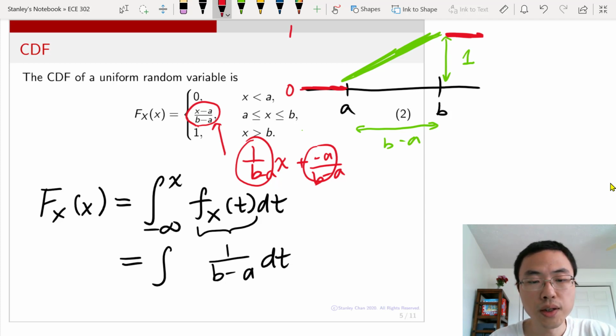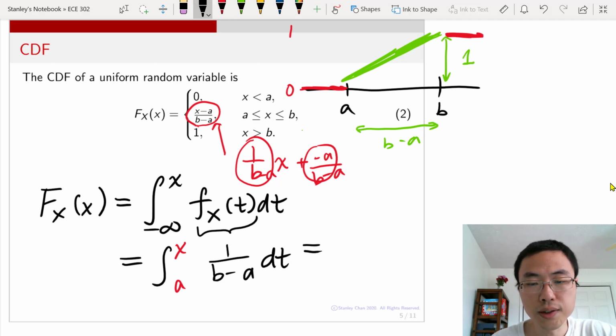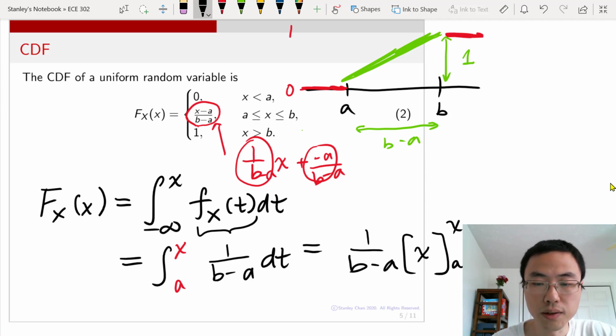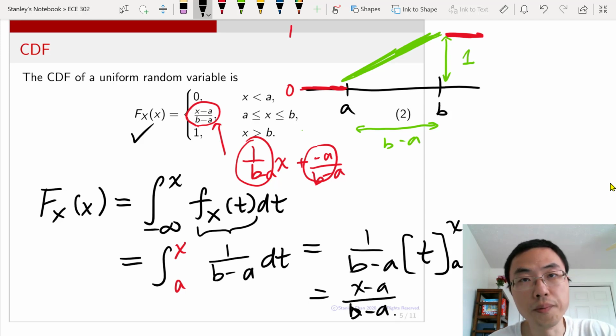The question here is, should I integrate from minus infinity? No, we should actually integrate from a, because for anything that is less than a, you actually have a 0. And then you go up to x. So when you integrate that, you have 1 over b minus a, and then you have t, and you evaluate the upper and lower limits. So that's not x, that's t. Then you will get x minus a divided by b minus a. So that will show you the CDF of the uniform random variable.